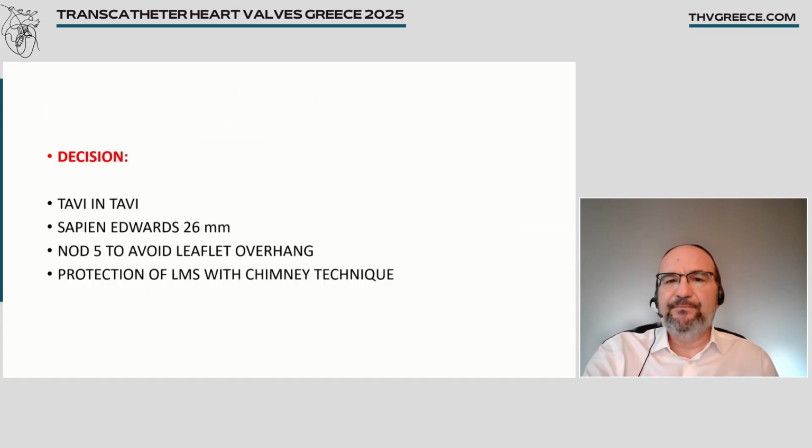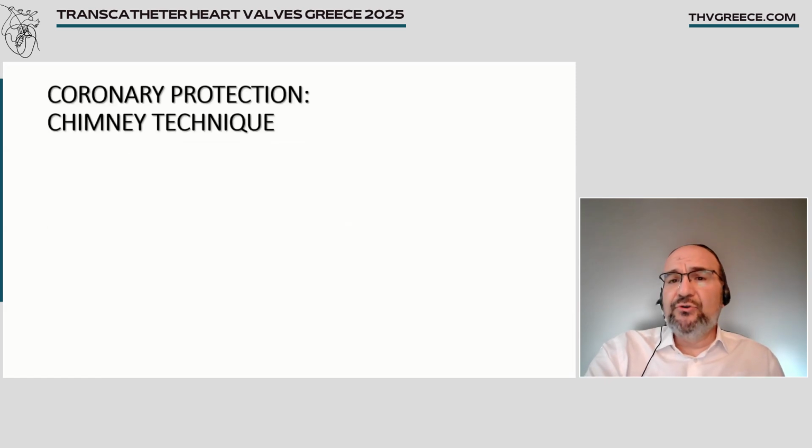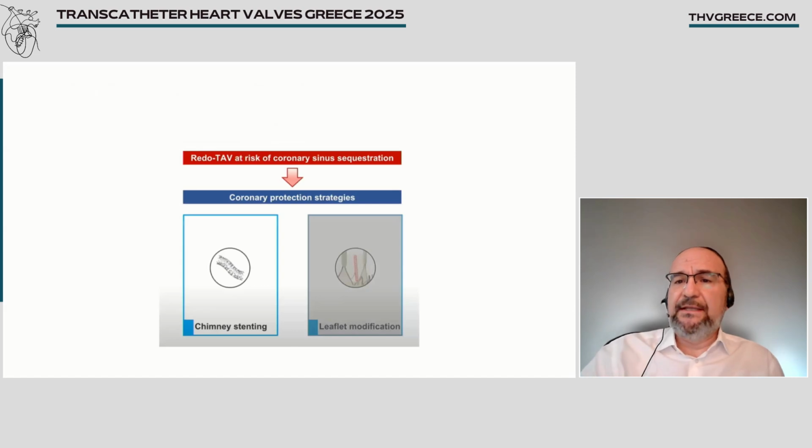we would have obstruction to the left main. So the decision was to perform TAVI in TAVI with a Sapien Edwards 26 at node 5 to avoid leaflet overhang and to protect the left main with the chimney technique. And I'm going to show you what we need to do with the chimney technique when we are doing TAVI in TAVI. It's quite different from doing the chimney technique when we're doing just the first TAVI.